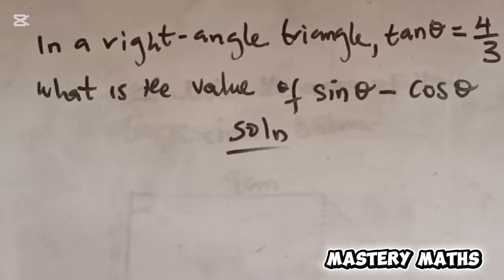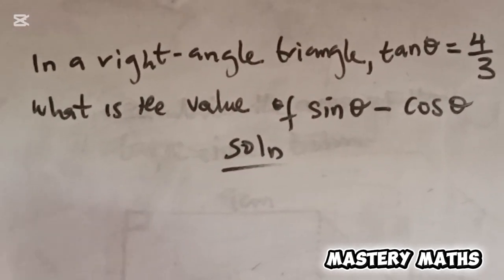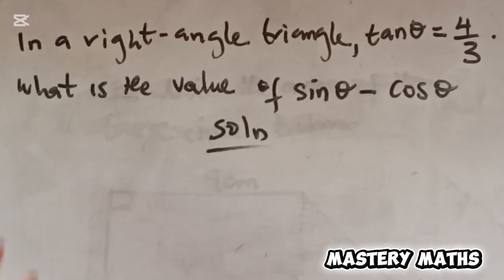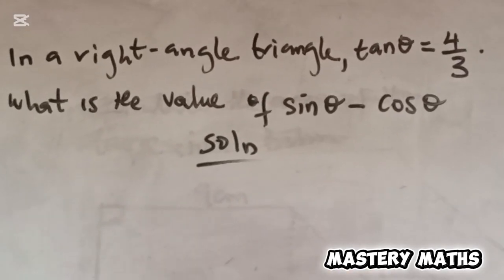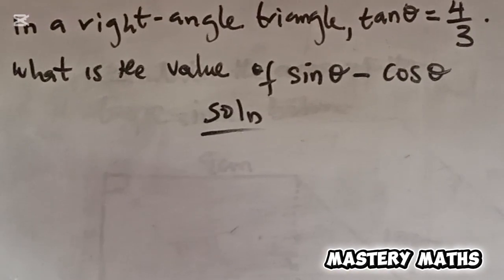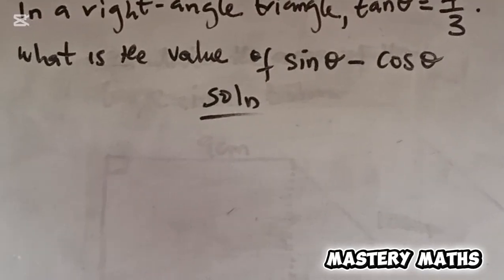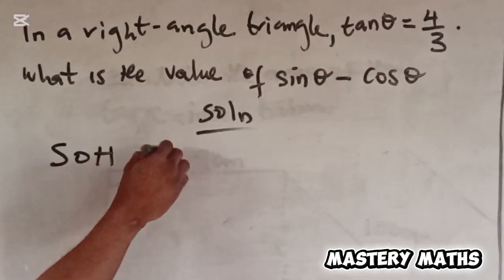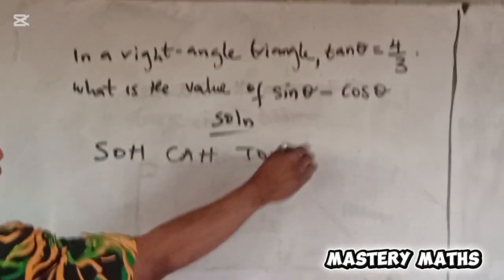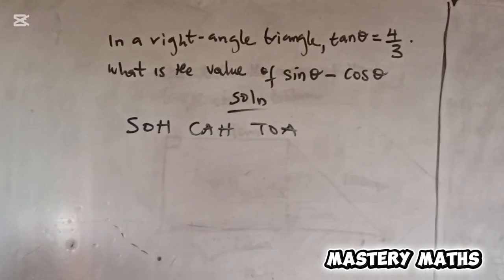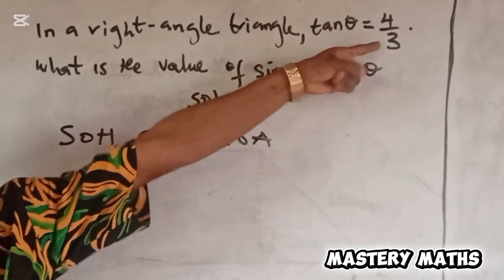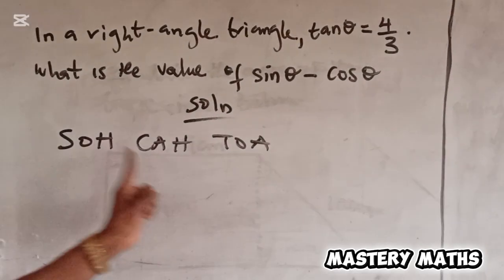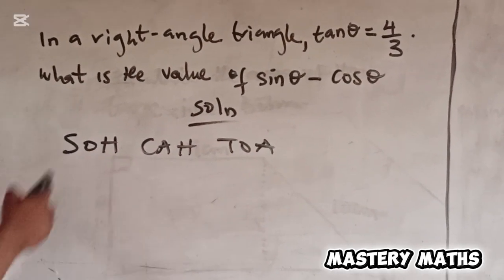Now, in order to solve this, I want us to import SOHCAHTOA. SOHCAHTOA is going to help us to solve this. Very, very important. Now, look at the board. We said tan theta is equal to 4 over 3. Now, what does SOHCAHTOA stand for?